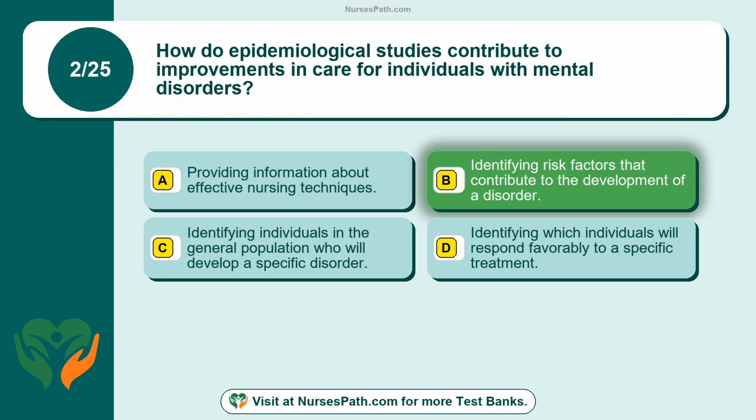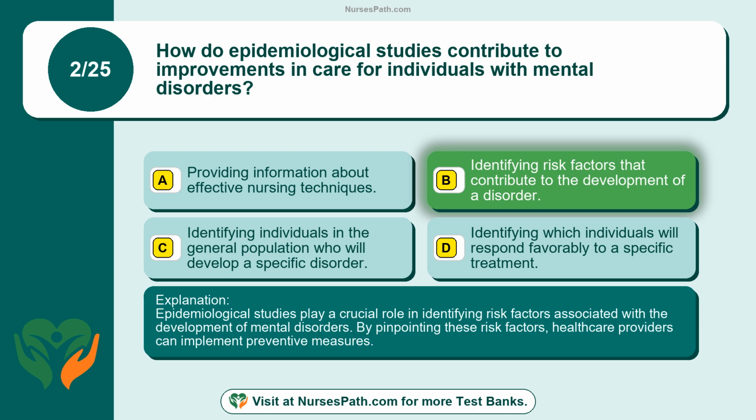The correct answer is option B, identifying risk factors that contribute to the development of a disorder. Epidemiological studies play a crucial role in identifying risk factors associated with the development of mental disorders. By pinpointing these risk factors, healthcare providers can implement preventive measures.